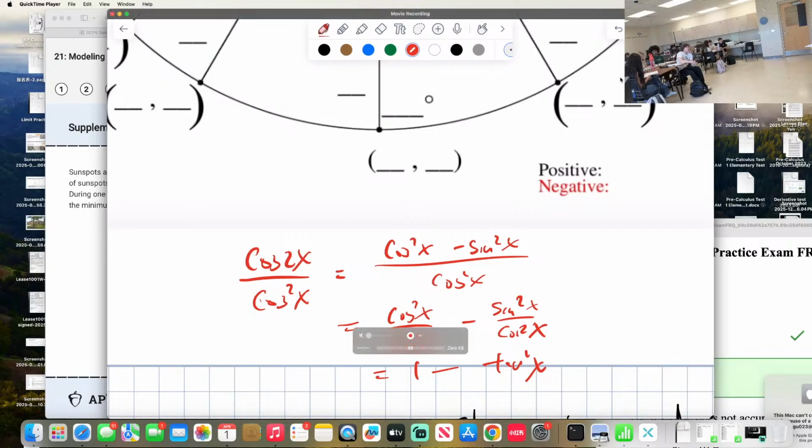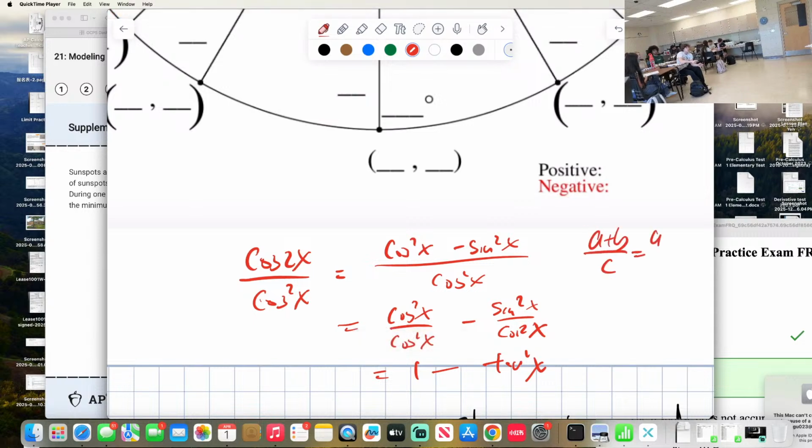Wait. How does it split into 2 fractions? Because a plus b over c equals a over c plus b over c. You know that from 3rd grade, because 3rd grade told you to add 1/5 plus 2/5 equals 1 plus 2 over 5.